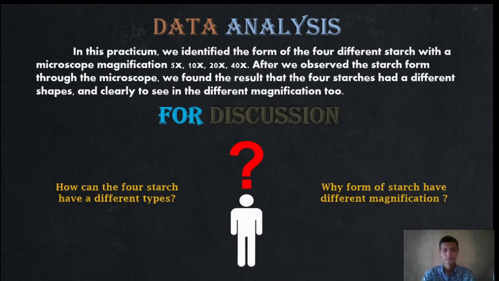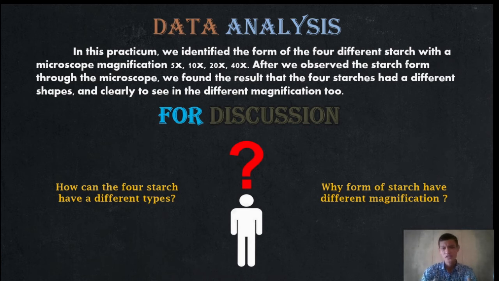Data analysis. In this practicum, we identify the form of the 4 different starches with a microscope at magnifications of 5 times, 10 times, 20 times, and 40 times. After we observed the starch through the microscope, we found that the 4 starches had different shapes, clearly seen at the different magnifications too.